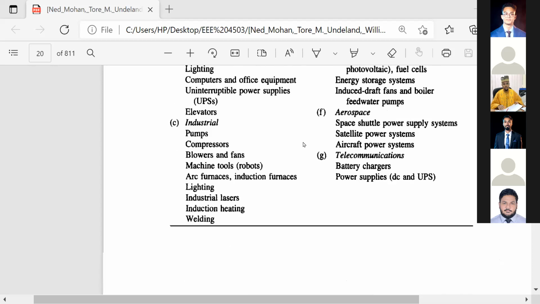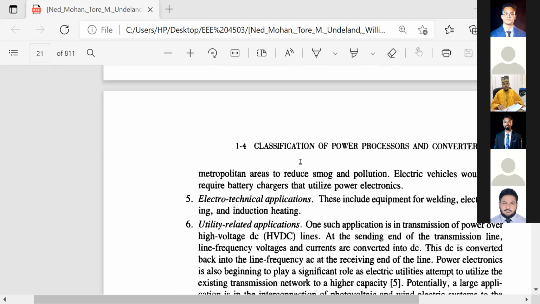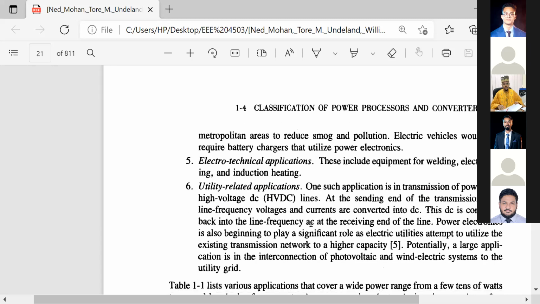And there are also the electro-technical applications. Electro-technical application means, say, welding, electroplating, induction. Induction heating is very popular nowadays. You know the induction heater; people are using this. You don't need to connect the heater. A heater loses energy in the form of light, and now that the electric bill is high, induction heaters are available. Also utility related things: are you familiar with the high voltage DC transmission line?